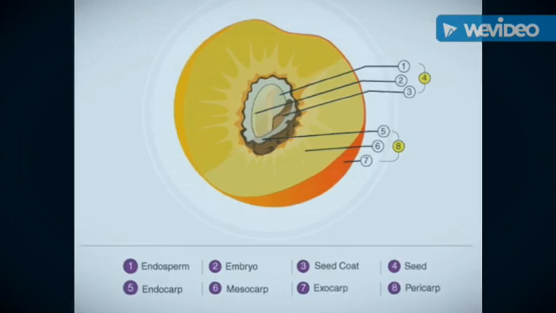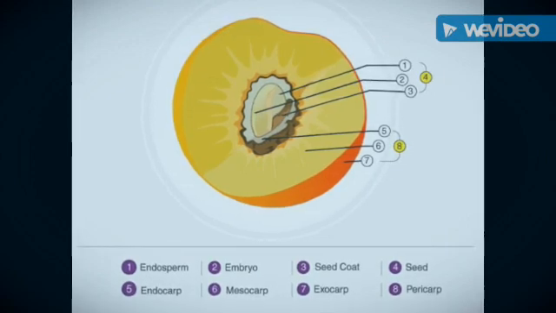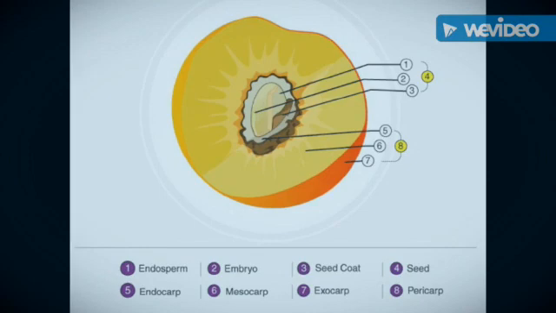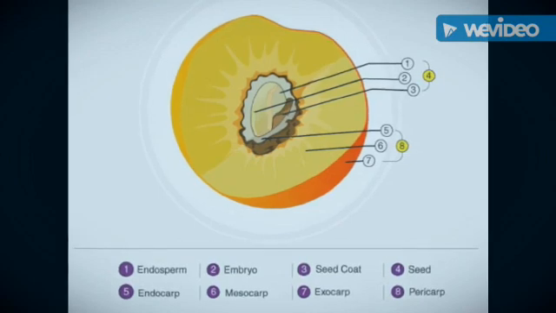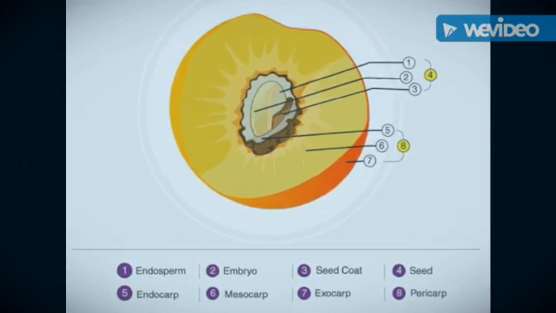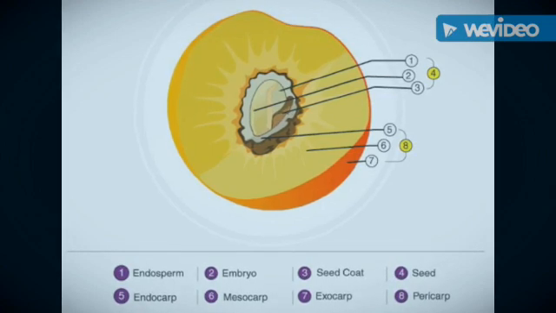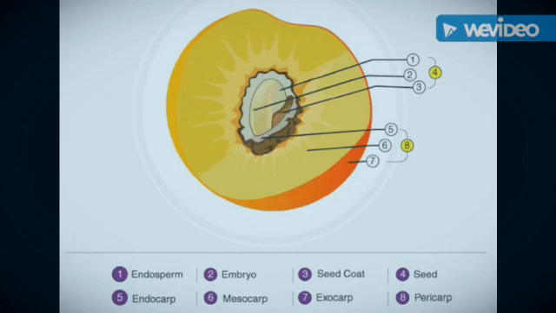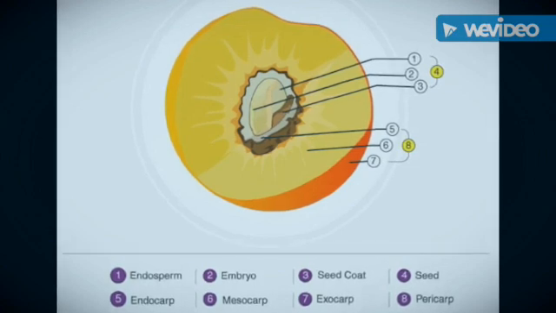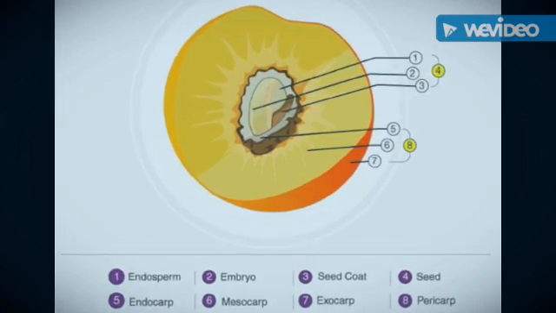Now these are the parts of fruit. These are labeled to make you understand better what the parts of fruit are. First is endosperm. You must be remembering this word. You have learned them in double fertilization. Second is embryo. Embryo, as you all know, is the result of the fusion of male gamete with female gamete. Now third is seed coat.